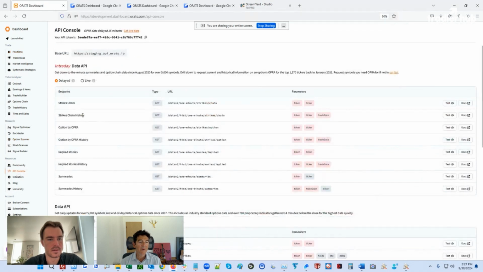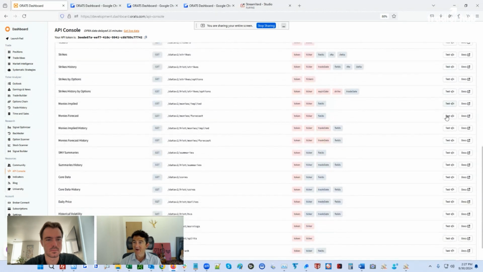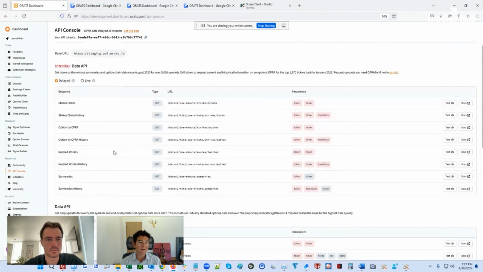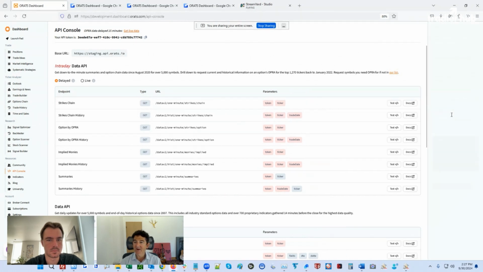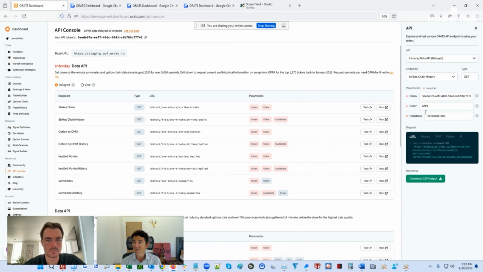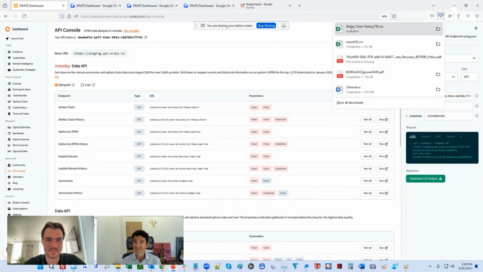And we have a really neat API console. It lists all the endpoints, we have documentation, and you can test it here. What I always think is cool, I still can't believe that we could do this, is go back to any minute in time. Like here's one in Apple, 2022-08 at 10 a.m., and you could change this to 10:01. And then go get that data. And it's that quick.